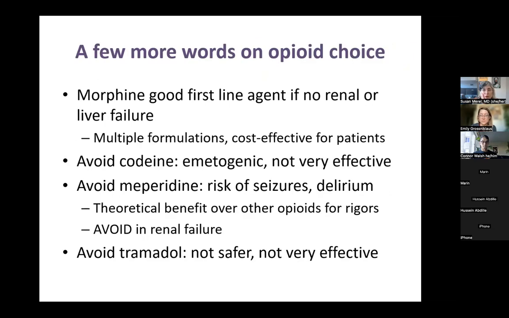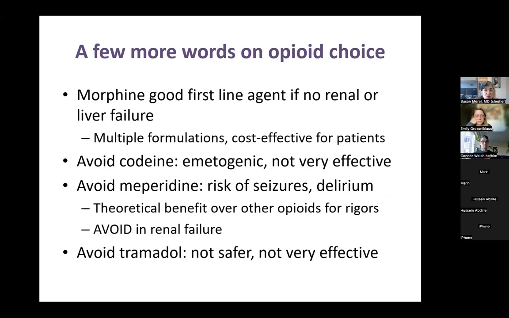Couple more words on opioid choice. I'm not saying don't use morphine. It's a really good first-line agent if people's liver and kidneys are working pretty well. It comes in a lot of formulations. It is cost-effective for patients. Sometimes I've found that oxycodone, depending on people's insurance, is shockingly expensive at the last minute.